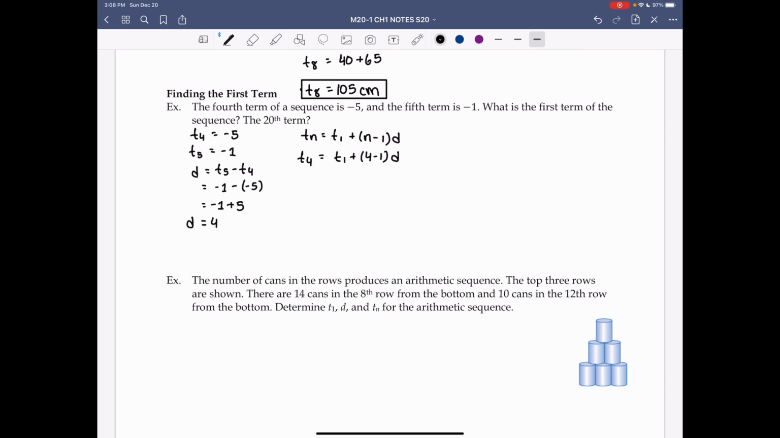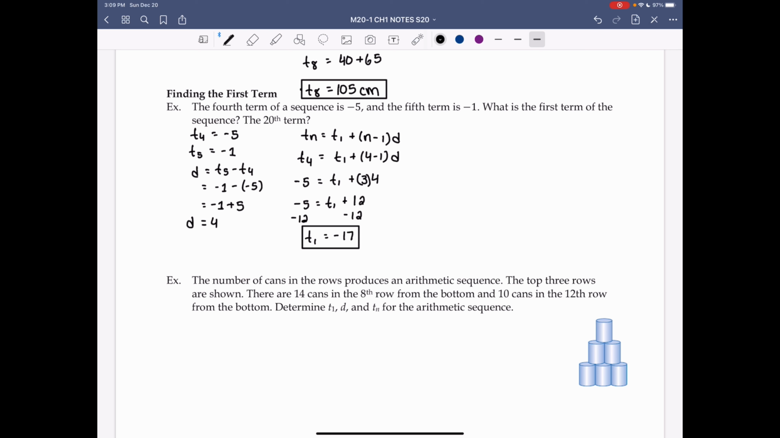We know the value of T4 is -5, so -5 equals, we don't know T1, plus 4 minus 1 is 3, and then times the d value, which we determined is 4. Then we get -5 equals T1 plus 3 times 4 is 12. And then we can isolate T1 by subtracting 12 from both sides. And we get T1 equals -17. -5 minus 12 is -17. So we've got T1. Now we want to get T20.